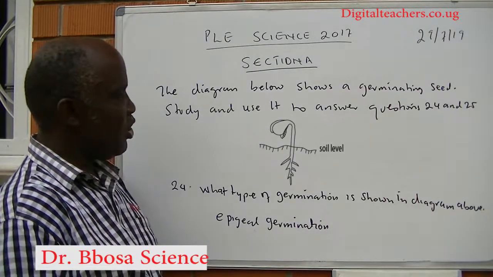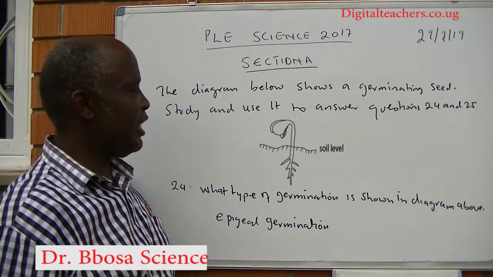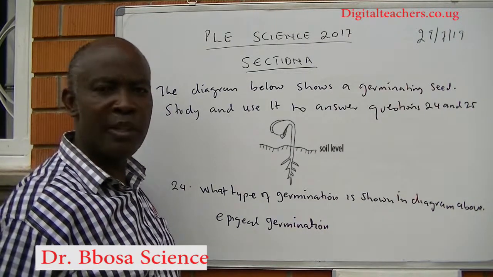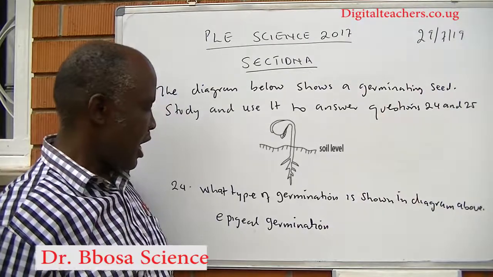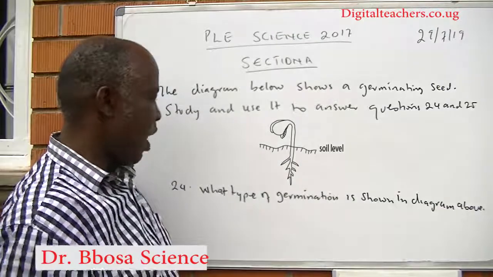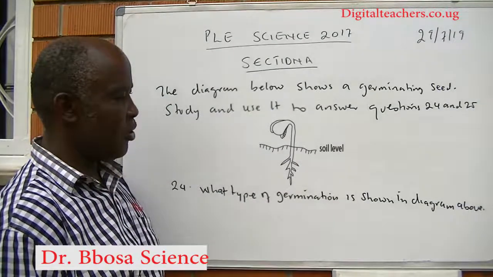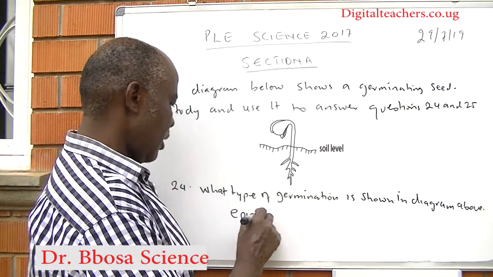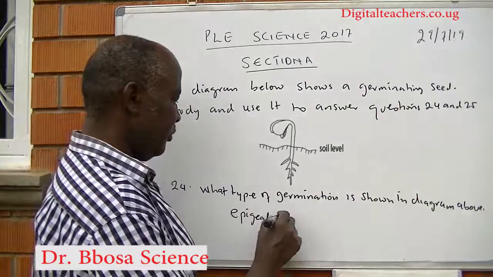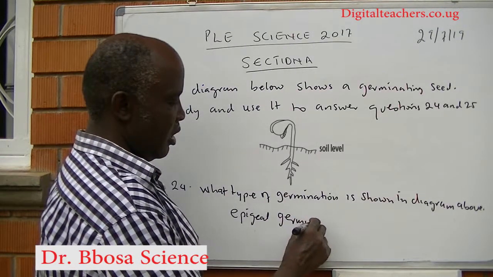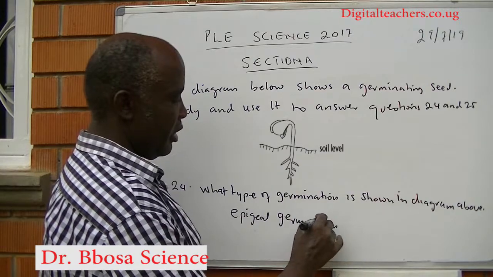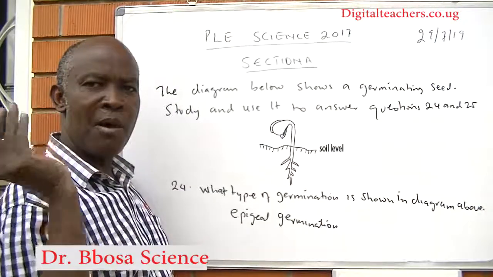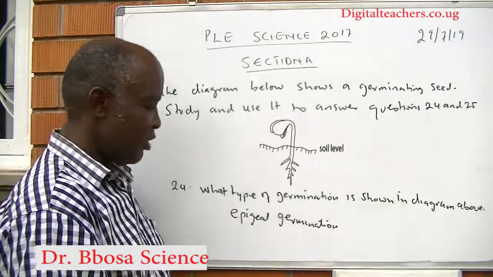The diagram below shows a germinating seed. Study and use it to answer questions 24 and 25. Number 24. What type of germination is shown in the diagram above? That is epigeal germination. In epigeal germination, the cotyledon will come out of the soil.